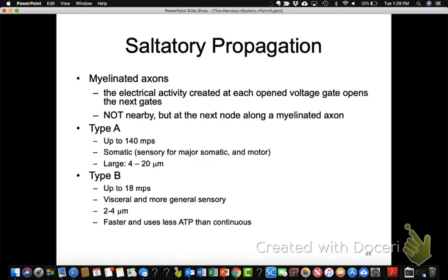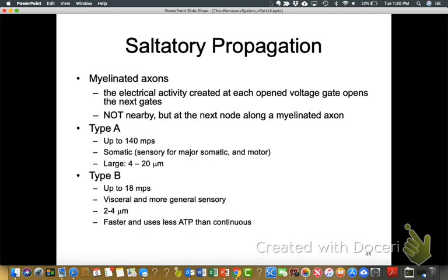And so what you get is what we call saltatory propagation. The impulses leap over the myelin sheath from node to node to node, and it's a whole lot faster. It also saves a lot of energy because you're only having to have ions flow at these very tiny patches of membrane, and so you only need sodium potassium pumps at those spots as well.